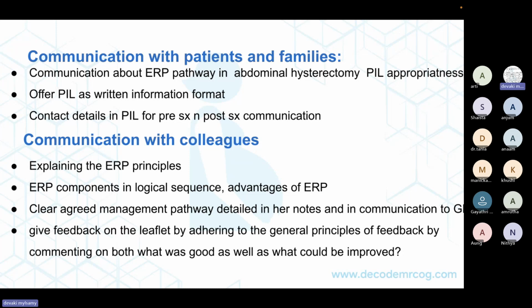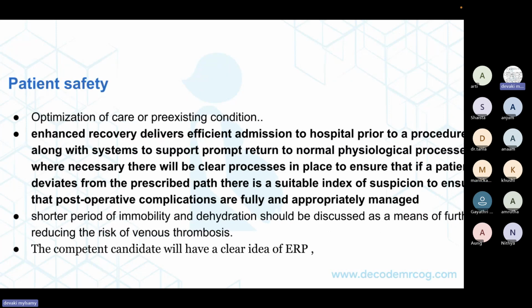Communication with colleague, explaining. So communication with colleague means when I was interacting with Dr. Manikam ma'am, that is my communication with colleague. Okay, so explaining the ERP principles, ERP components in a logical sequence, advantage of ERP, clear agreed management pathway detailed in her notes and in her communication to GP. That means once we had discharged, that needs to be documented and handed over the care to the primary care. Give feedback on the leaflet by adhering to the general principles of feedback, by commenting on both what was good as well as what could have been improved. So that we had done.